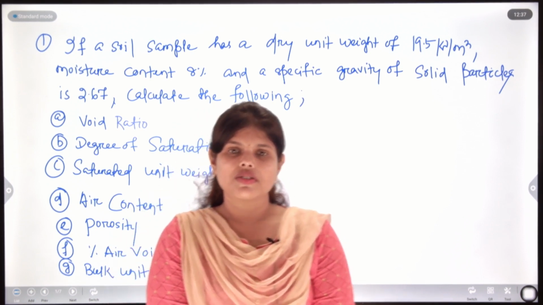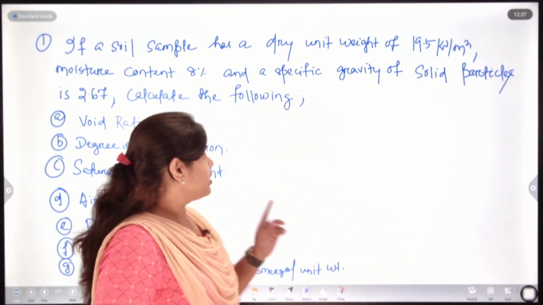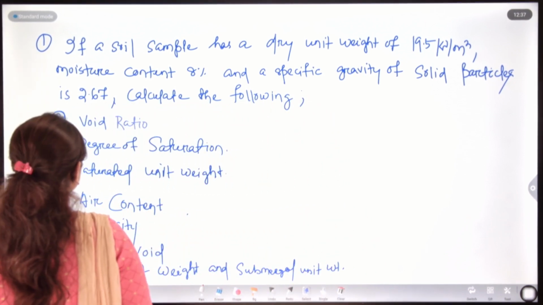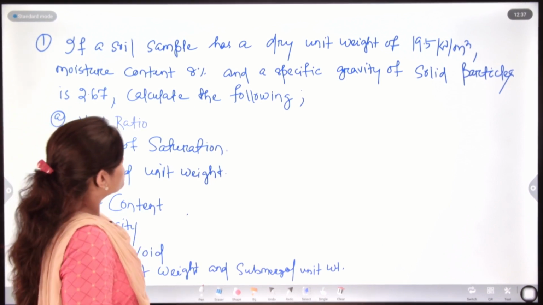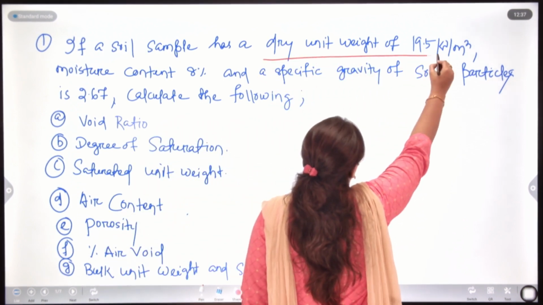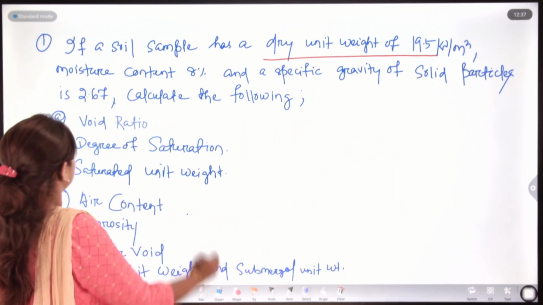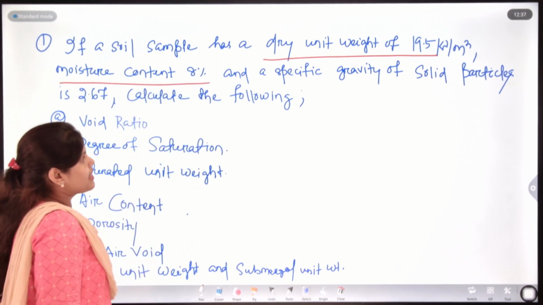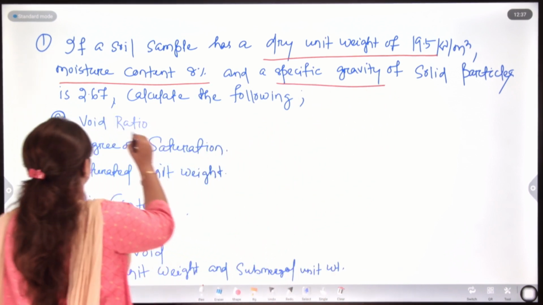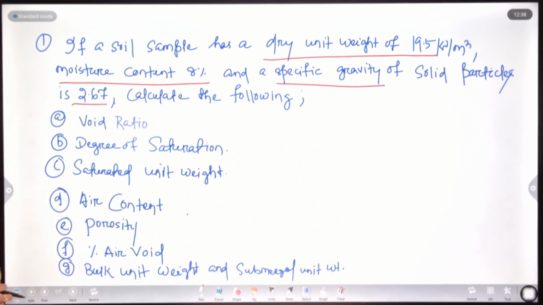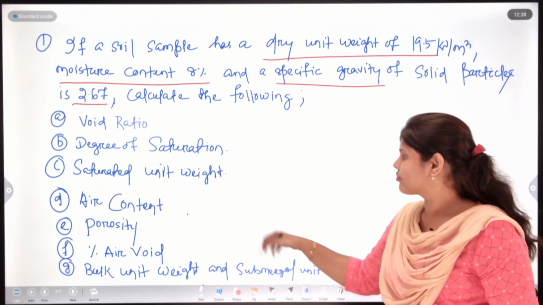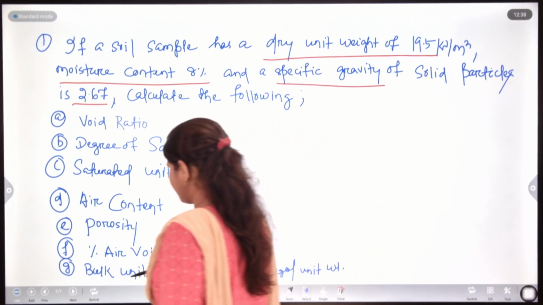Today we will discuss some numericals by using soil parameters. Okay. So, here is the numerical which has the dry unit weight of soil, the moisture content, that is 8%, and the specific gravity, that is 2.67. By using these three parameters, we will calculate these properties.